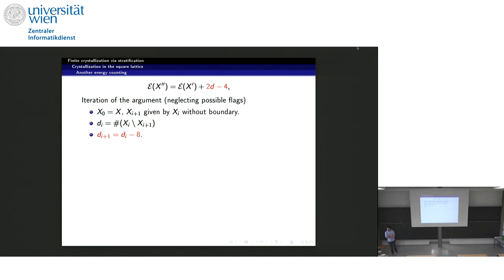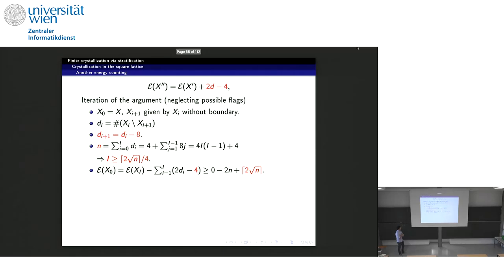Okay. And now you can get the number of all atoms by summing up the d's, because that's what you remove in each step. And then you can calculate a little bit, and what you see is you get a relation between n and the number of iterations. So capital I for me is the number of iterations that I have to do in order to remove everything. And the number is not important for the moment, just I can calculate that. I get a lower bound for this number of iterations. That's the one ingredient. And the other ingredient is that I can count the energy by the energy change in each step.